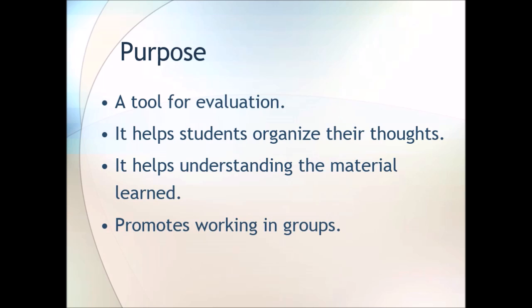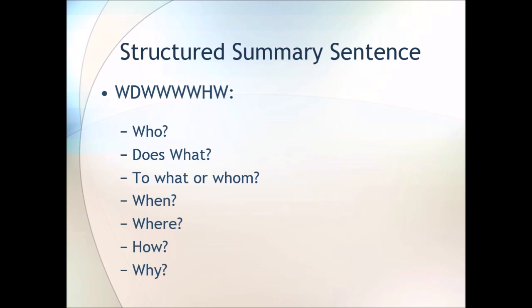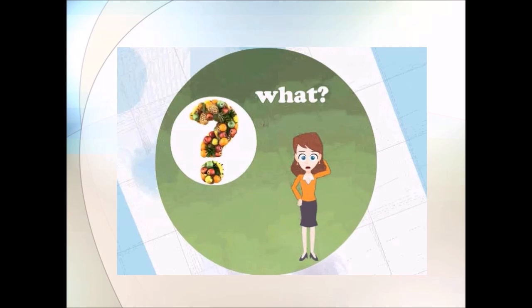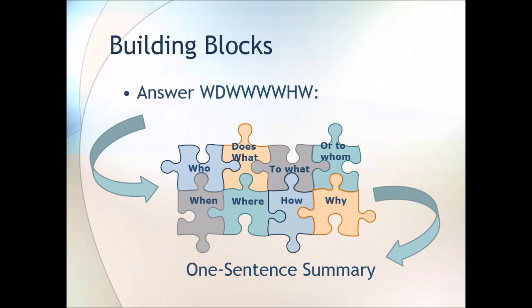And for students, the one-sentence summary is a tool used to help students organize their thoughts and write a brief summary statement that captures the meaning of the material learned. This is the structure of the one-sentence summary: WD, WW, WW, HW. And it's basically like building blocks, exactly as we can see here. We can put the who does what, to what or to whom, etc.